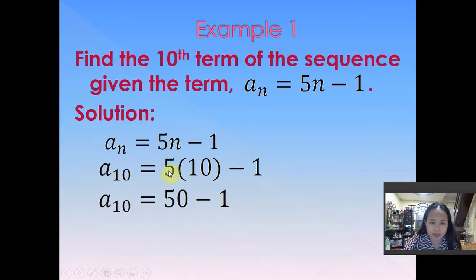So we simplify 5 times 10. This will become 50. Copy minus 1. Next step, the 10th term is equal to 50 minus 1, and that is 49. So therefore, our 10th term is equal to 49. So how did we come up with 49? We simply substitute n with 10 because we are looking for the 10th term. After that, simplify. So we come up with 49 as our 10th term.